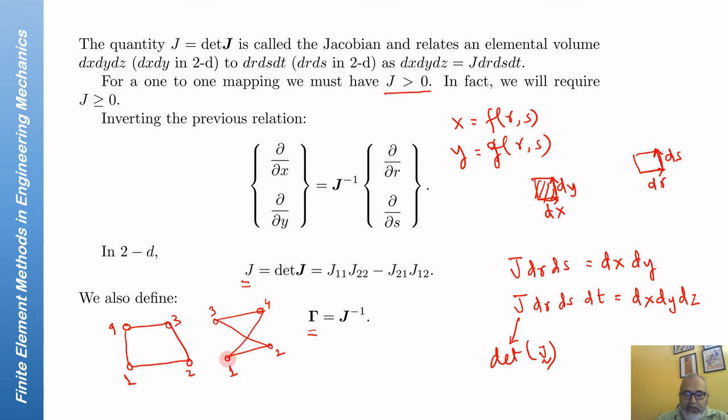So you have an element like this, which is not desired. The mapping cannot lead to a flipping of the element as you go from the parent to the physical, or the physical to the parent. So the long and short of it is, we must always have j greater than 0 in our calculations. Our mappings, our shape functions, everything has to be defined in such a way that j is always greater than 0.